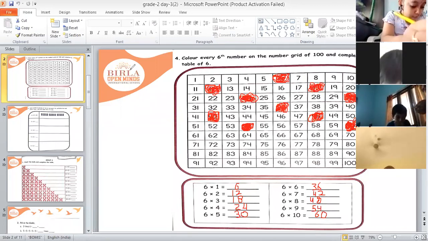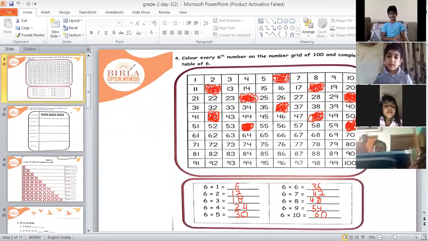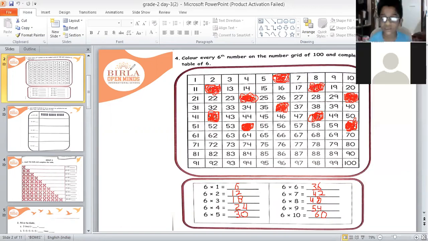6 fours are 24. 6 fives are 30. 6 sixes are 36. 6 sevens are 42. 6 eights are 48. 6 nines are 54. 6 tens are 60.